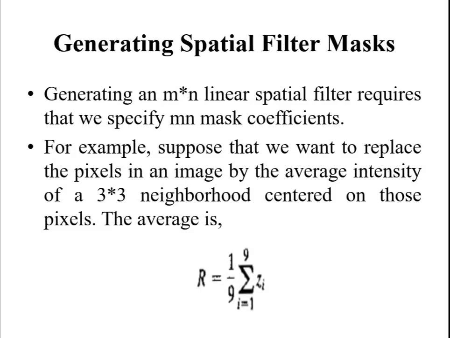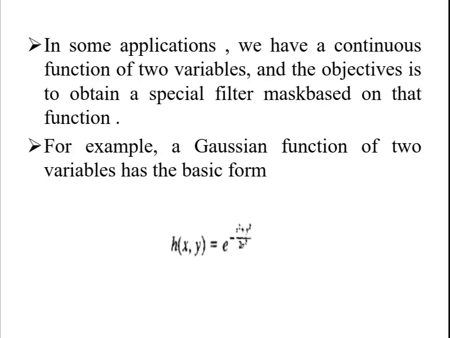We discuss in the following sections a number of other filter masks based on this basic approach. In some applications, we have a continuous function of two variables and the objective is to obtain a spatial filter mask based on that function. For example, a Gaussian function of two variables has the basic form h(x, y) equal to e raised to minus (x square plus y square) upon 2 sigma square, where sigma is the standard deviation. As usual, we assume that the coordinates x and y are integers.